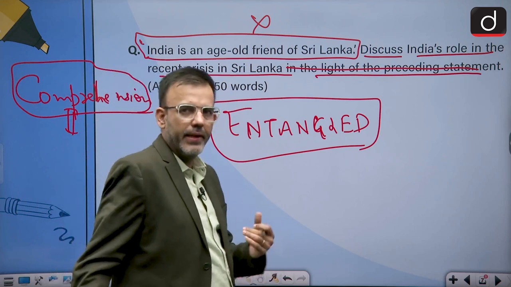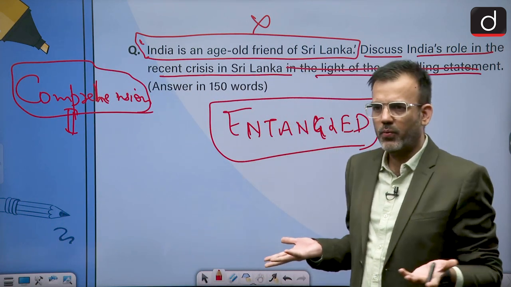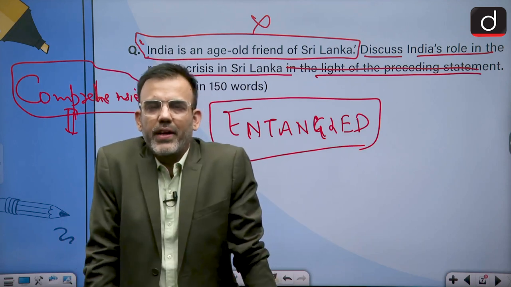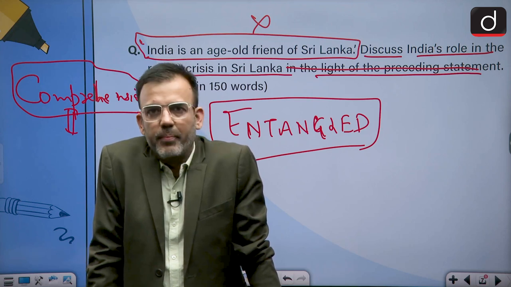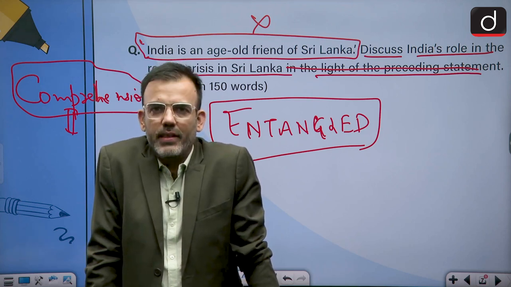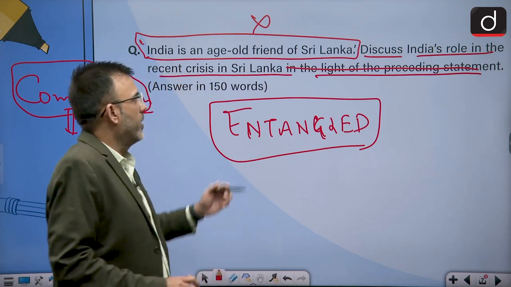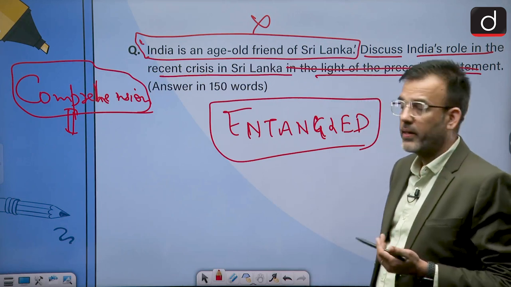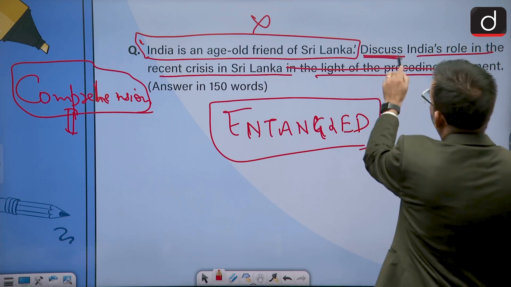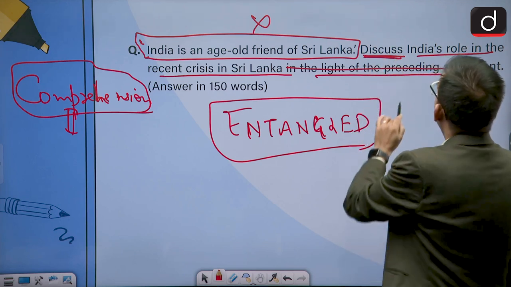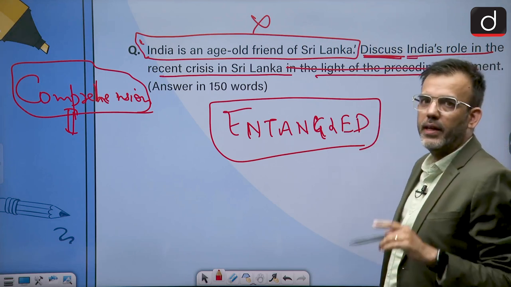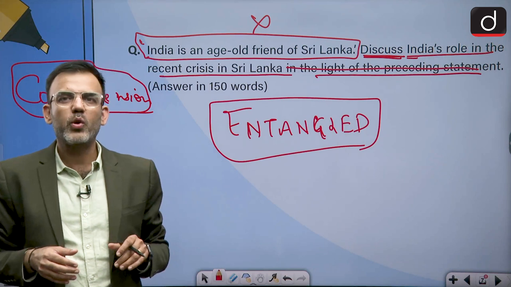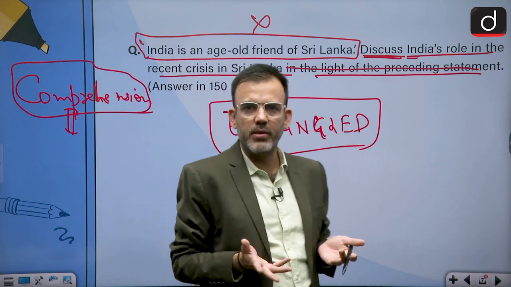Anyone who has written mains this year, and obviously we know what all was happening in Sri Lanka all these days. People crashing into the president's palace, they are taking a dip in his personal swimming pool. Obviously things are quite weird, quite disturbing. So it's quite safe to imagine that something on Sri Lanka might come. But if the examiner were only interested in knowing what role India has played in the recent crisis in Sri Lanka, then the question is more or less like a state civil services examination question.